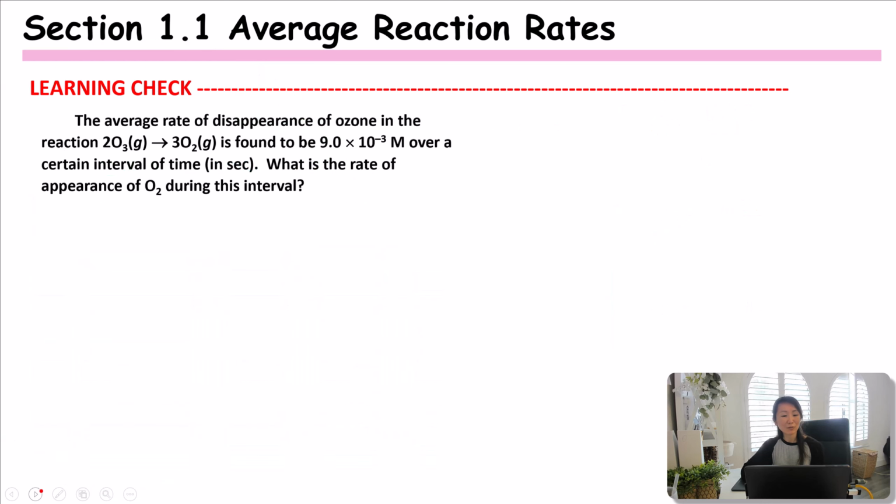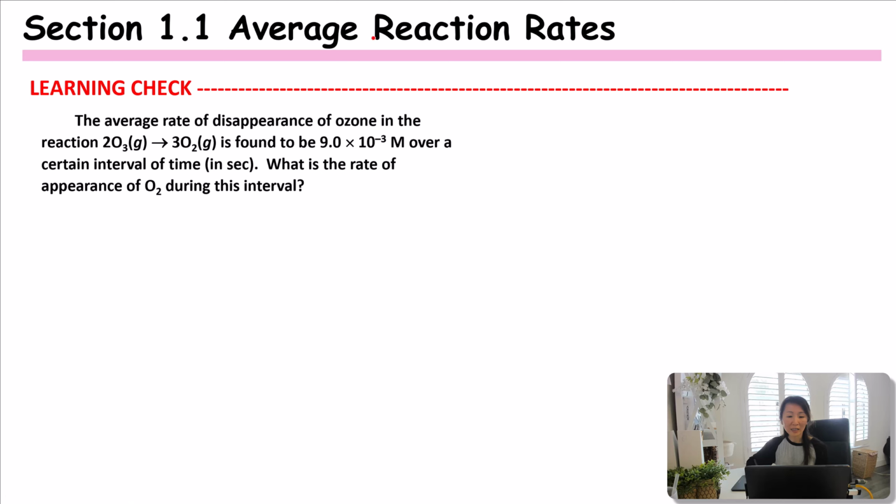The average rate of disappearance of ozone in the reaction, in which 2 ozone form 3 oxygen gas, is found to be 9.0 times 10 to the -3 over a certain interval of time, in seconds. What is the rate of appearance of O2 in this interval? So it's not giving you much information, or so you think.